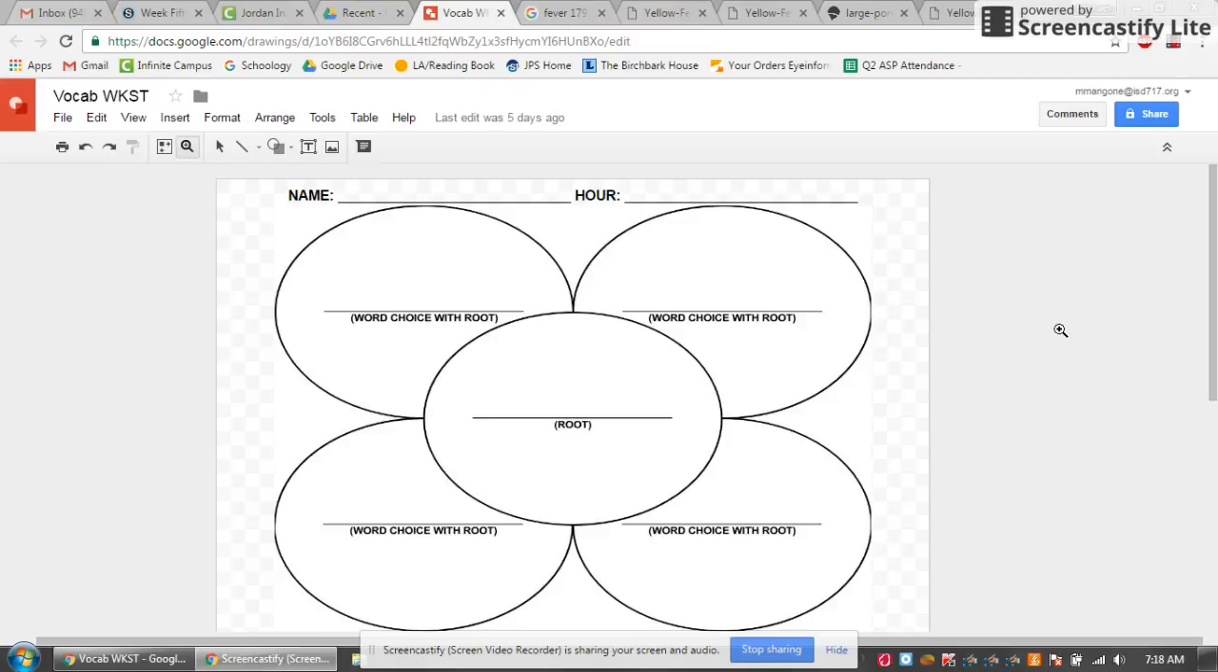Hello, I'm going to guide you through our new vocabulary worksheets. Our new vocabulary worksheets are double-sided for an entire week. So that's one page with two sides, as opposed to our old one, which was 2 pages with 2 sides.